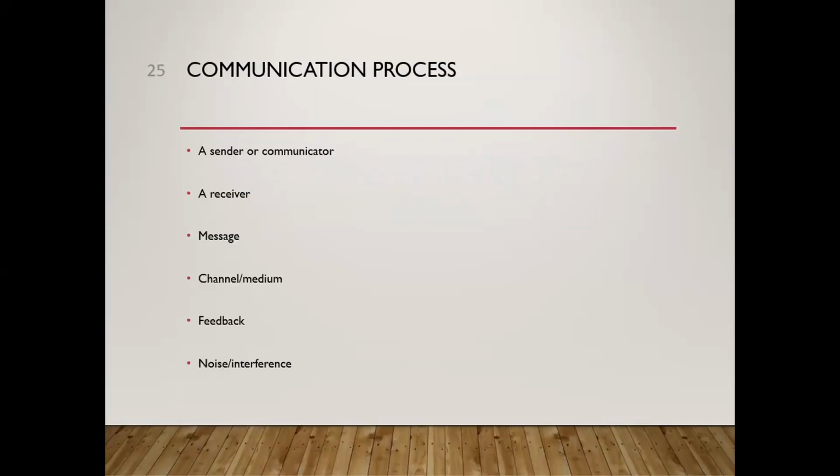Now, there are some established things that form the communication process. First, there must be a sender or a communicator. There must be somebody who starts the communication process. Second, there should be a receiver. So you send a message or you communicate something to someone. There must be somebody to receive whatever message you are sending. And of course, there is the message. What exactly are you trying to say? What information are you trying to send when you're communicating?